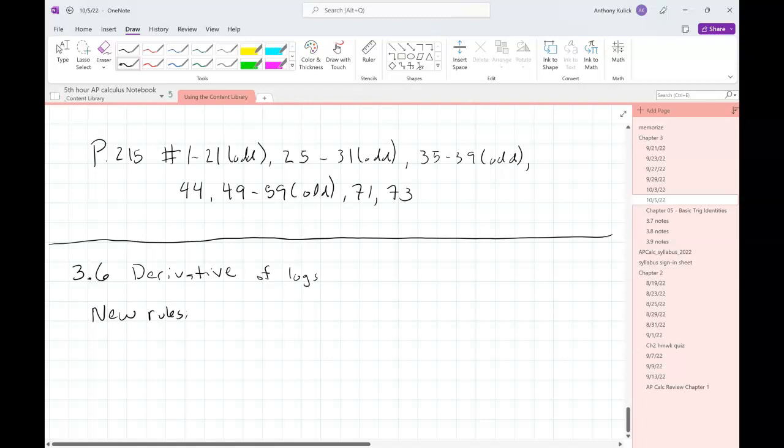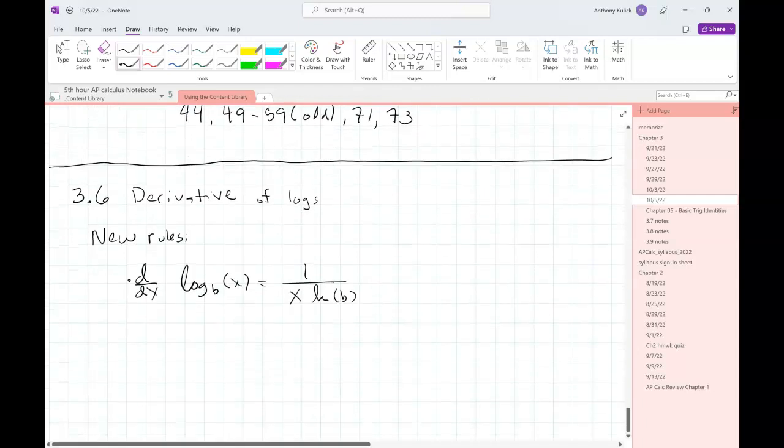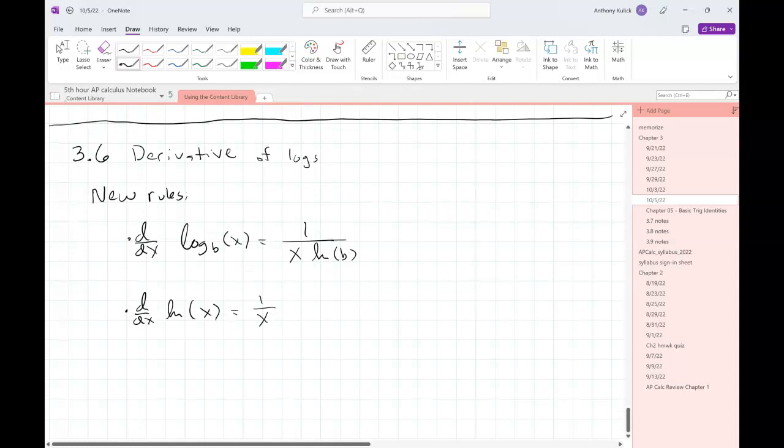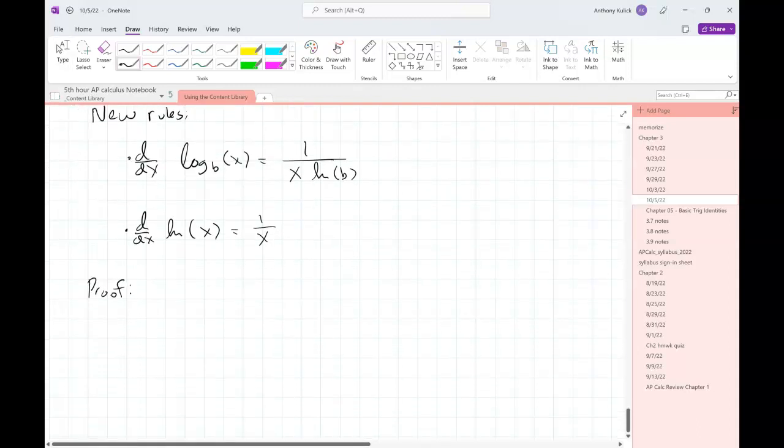So there's two new derivative rules in 3.6. The first is the derivative of any logarithm is going to be 1 over x times the natural log of b. And then specifically, the derivative of the natural log is just going to be 1 over x times the natural log of e, which is just 1. So it's going to be 1 over x. We're going to prove that first one.